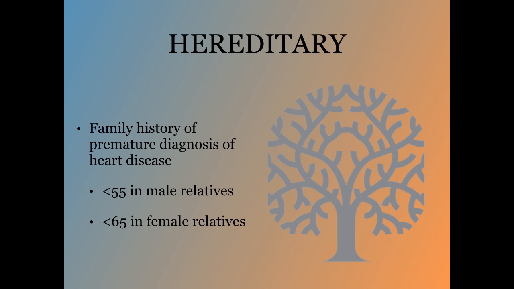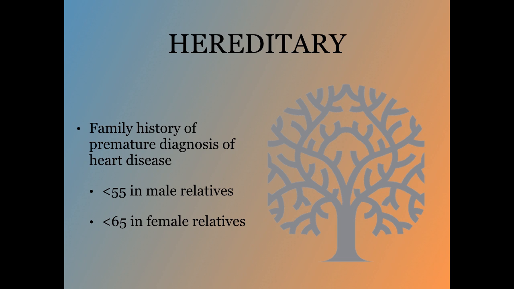Well, now we're moving on into the uncontrolled, right? These are risk factors that you cannot control in terms of ischemic heart disease risk. And one of them is hereditary. You can see our family tree here. Your family history of premature diagnosis of heart disease is going to be less than 55 in male relatives and less than 65 in female relatives.